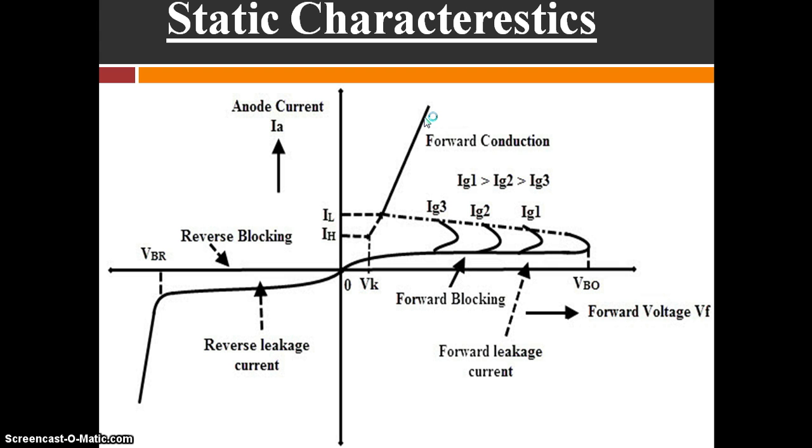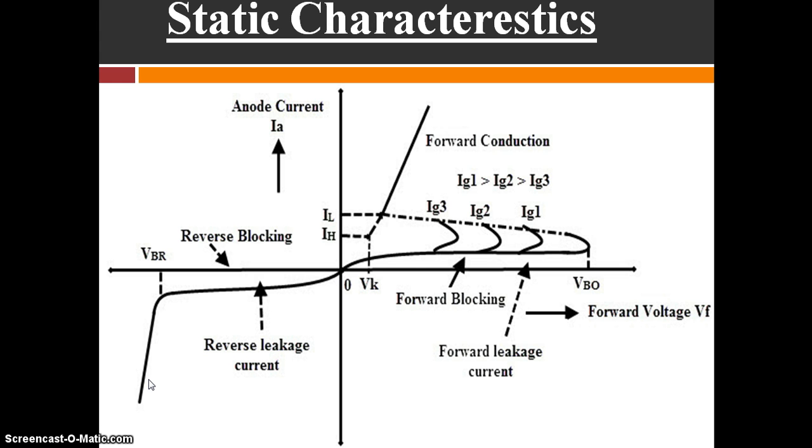Okay, then the reverse condition. The reverse characteristics are similar to the forward characteristics. In this, when the reverse voltage is less than the reverse breakdown voltage, a very small current flows through it. When the reverse voltage reaches the breakdown voltage, at this stage avalanche breakdown takes place and a large reverse current flows through it.